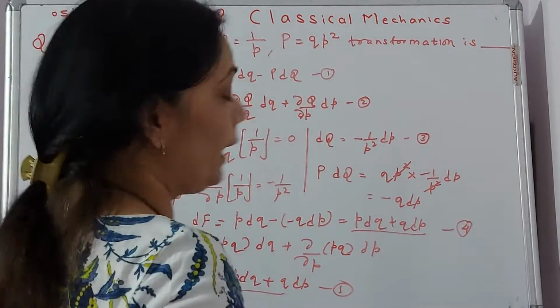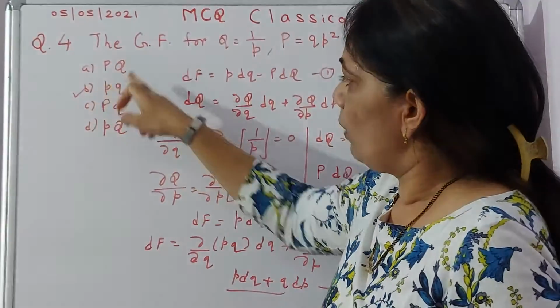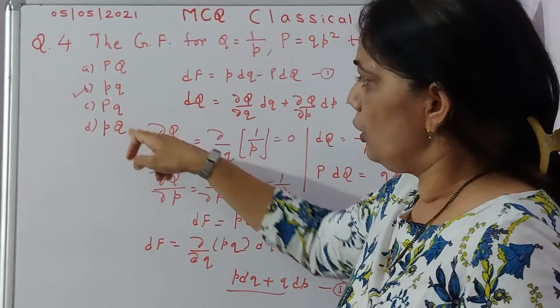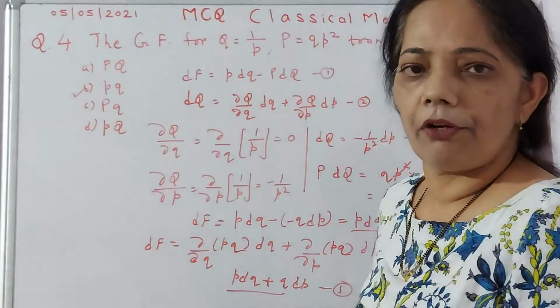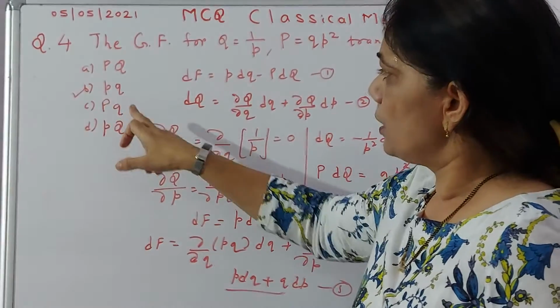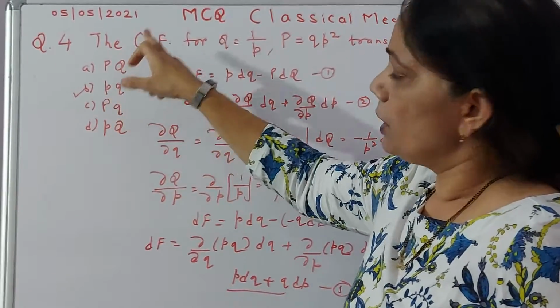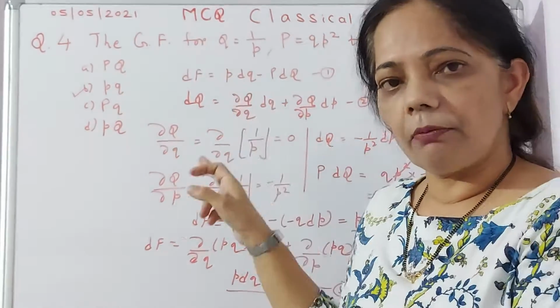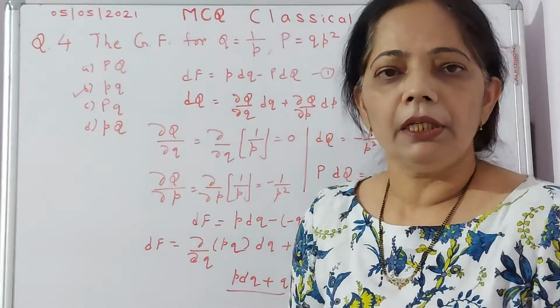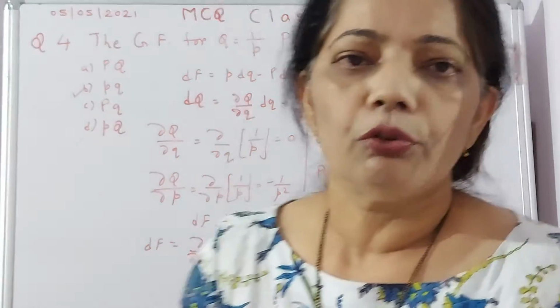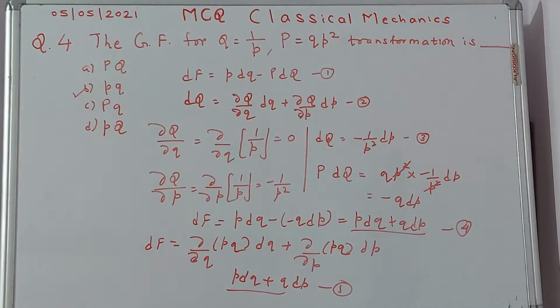But if you try any other options, option number 1, 3, A, C or D, you will not get this equation, which means the perfect answer will be small pq, which means the generating function for the given transformation turned out to be small p into q. Right? Now we'll move towards question number 5.